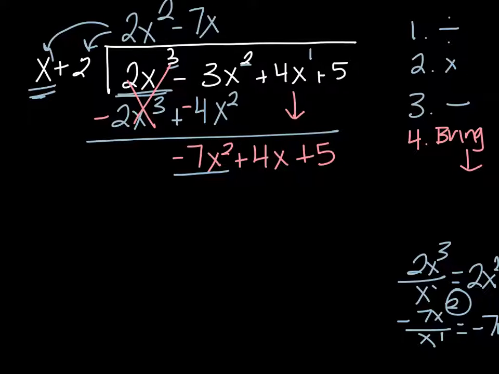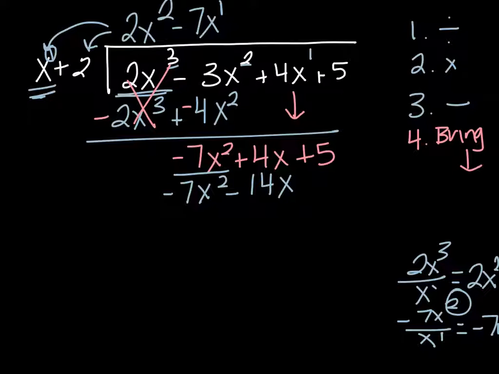because if I start with 2 and take 1 away, I'm left with 1x. Step 2, I'm going to multiply. Negative 7x times x is negative 7x squared. 1x here, 1x here. Negative 7 times 2 is negative 14x.